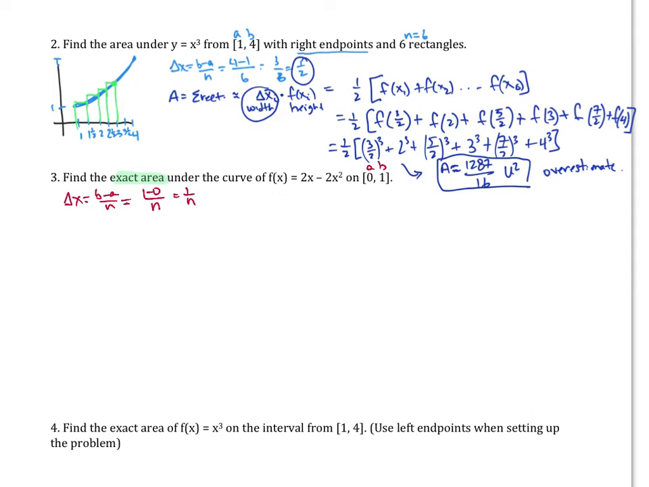which will just give me a 1 over n width. Now, I'm going to choose to do left endpoints, and I'm going to tell you on this particular problem, left endpoints is a little bit easier. So, since I'm doing left endpoints, I'm going to start at x sub 0.